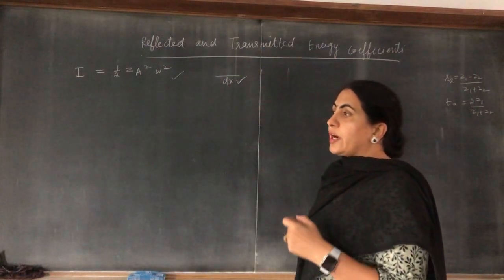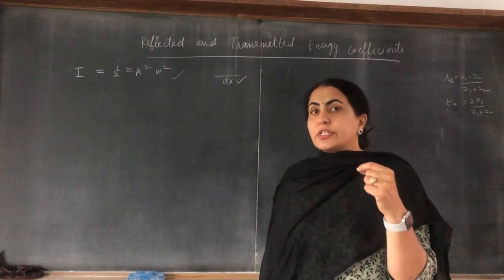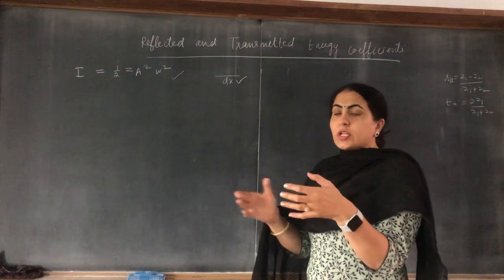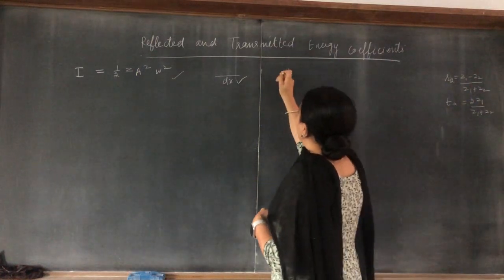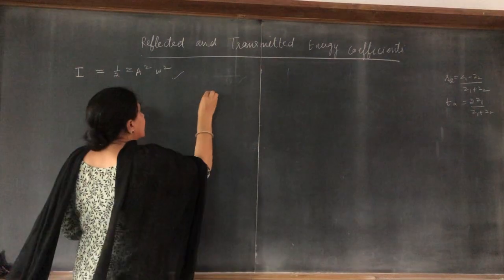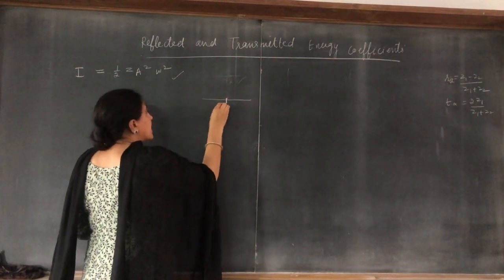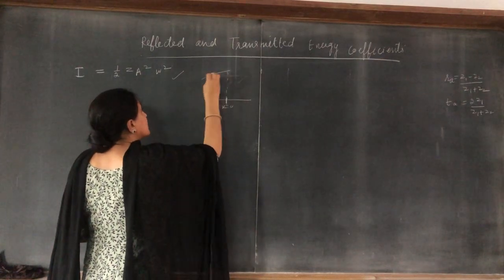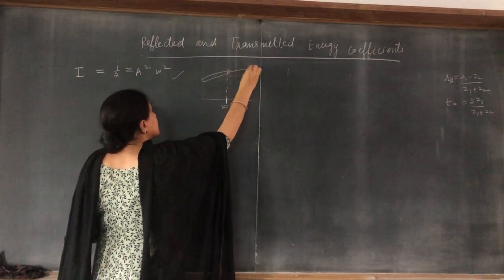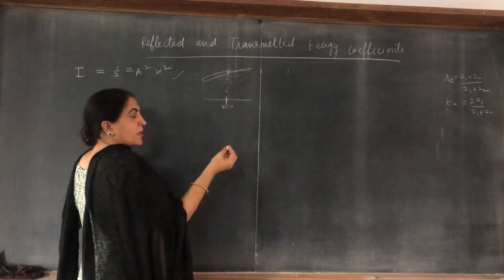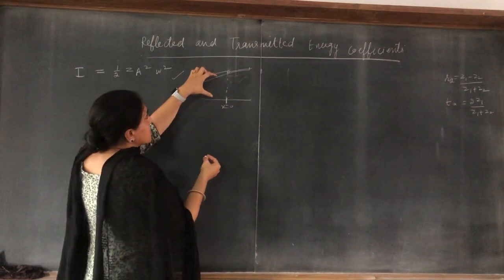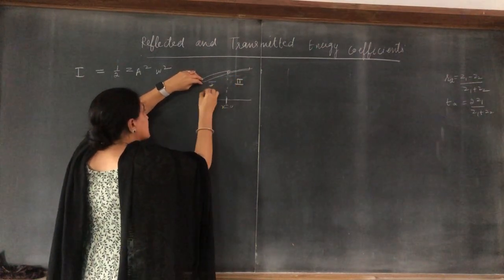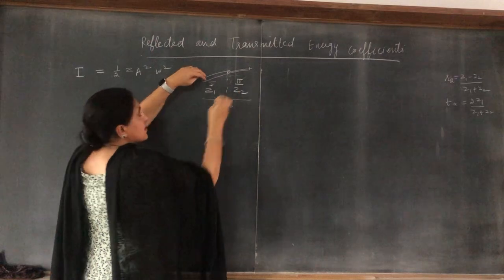Now our topic is to find the reflection and transmission coefficients of energy. For that we take two strings which are joined together. This is the boundary, say x equals 0, where they are joined. So there are two strings, which means there are two mediums. One medium is this and the second medium is this. For the first the impedance is Z1, for the second the impedance is Z2.